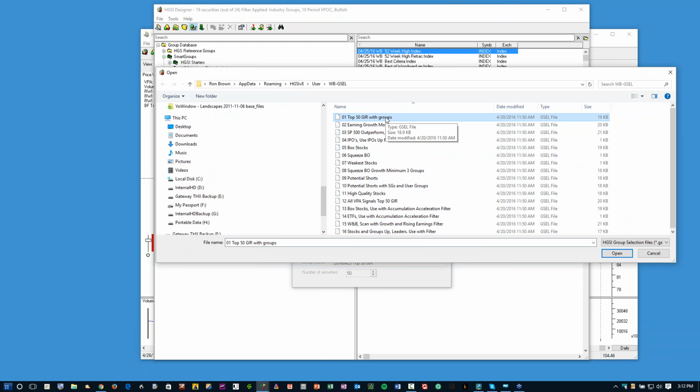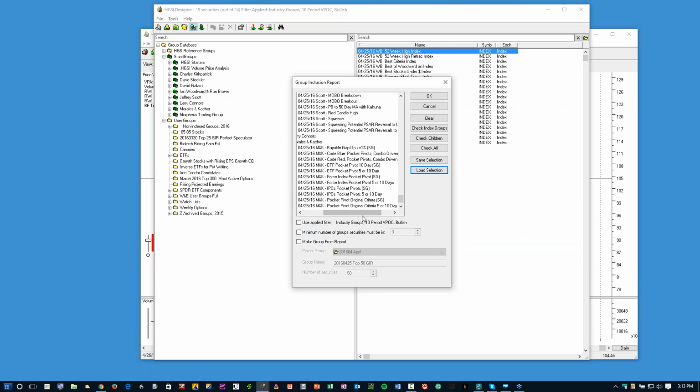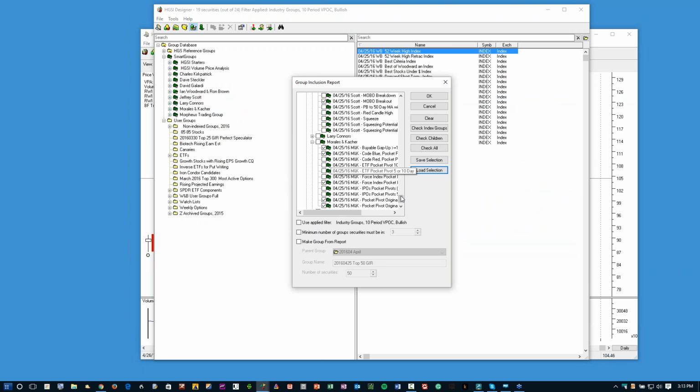It's called the Top 50 GIR with Groups, or Group Inclusion Report. Now when I open this, it selects all of the industry groups. And why do I want that? Because I want to see what groups are appearing near the top of the list.